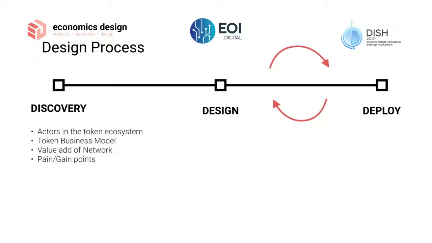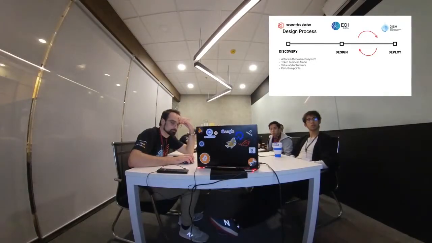And then look at the value-added network. This is something I like to stress, because not every project requires a token, not every project needs to be on blockchain, not every project needs a DLT. So you have to consider if this is something that's really put on the distributed ledger. And then you have your pain point and gain point. So this is the regular discovery phase that a lot of projects and companies go through anyway.